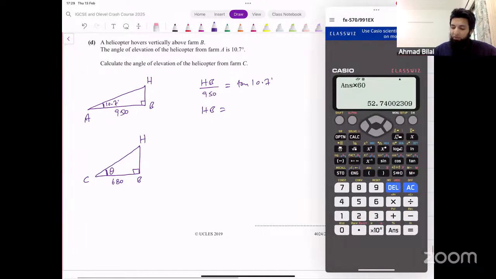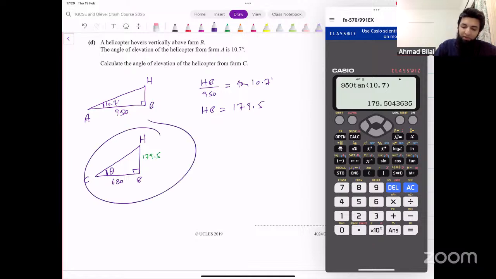Let's see what that turns out to be. 950 will go to the other side, get multiplied with tan of 10.7. 950 times tan of 10.7, and that gives me 179.5. This distance turns out to be 179.5. Okay, HB is this.